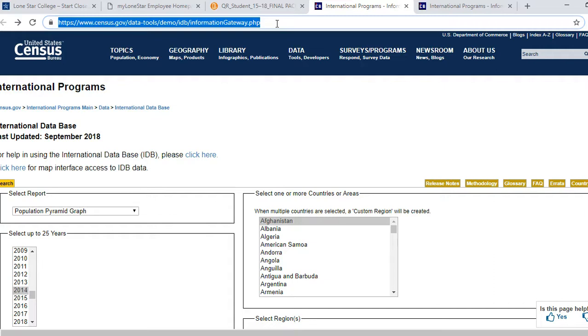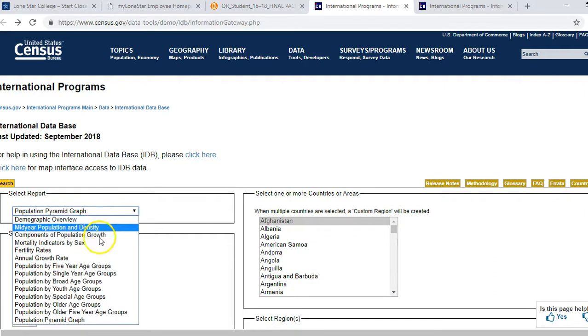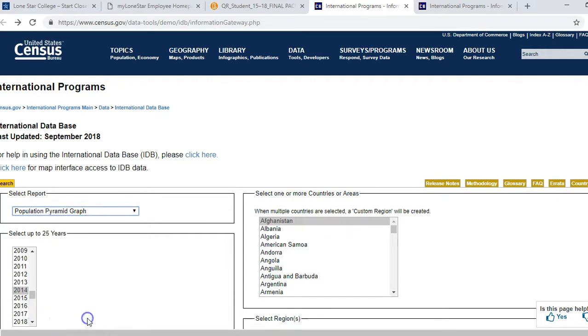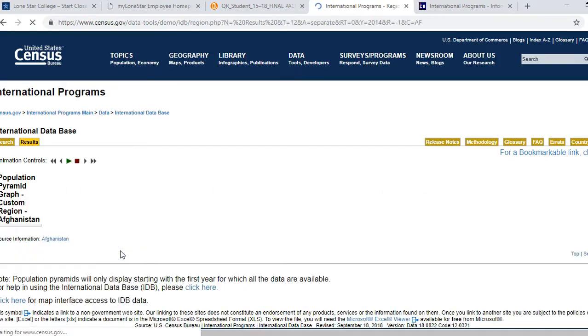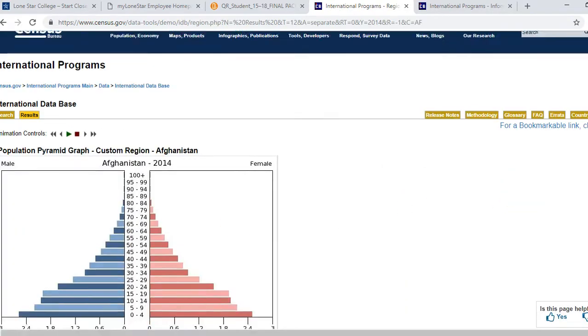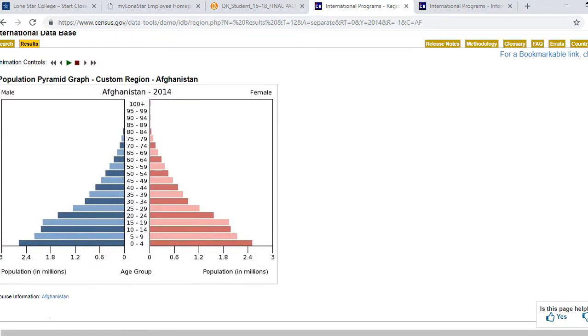To generate another population pyramid graph, this time select Afghanistan. And so I've gone to this site, I've made sure I've clicked Afghanistan, I've clicked the year 2014, and then when I went to the drop down, I had multiple choices, but I went down here to the population pyramid graph, and then I have to scroll down and click Submit. After I click Submit, then I get the graph like the one we had for the United States, but this time for Afghanistan.